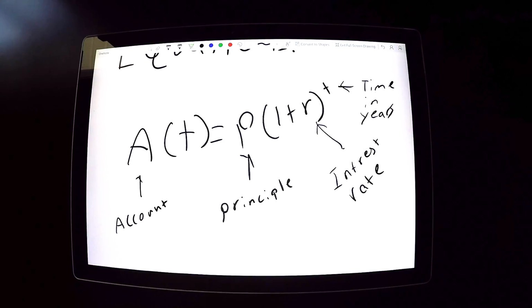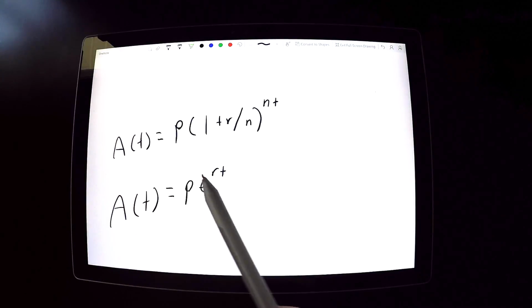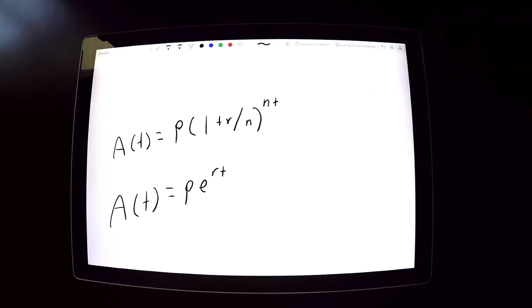Now, if the interest is earned a specific number of times a year, the amount in the account is given by the formula A of t equals P times (1 plus r divided by n) to the power of n times t. For instance, if the interest is compounded quarterly, then n equals 4. And if the interest is compounded monthly, then n equals 12. P still stays as principal, r is still the annual interest rate, and t is still time in years.